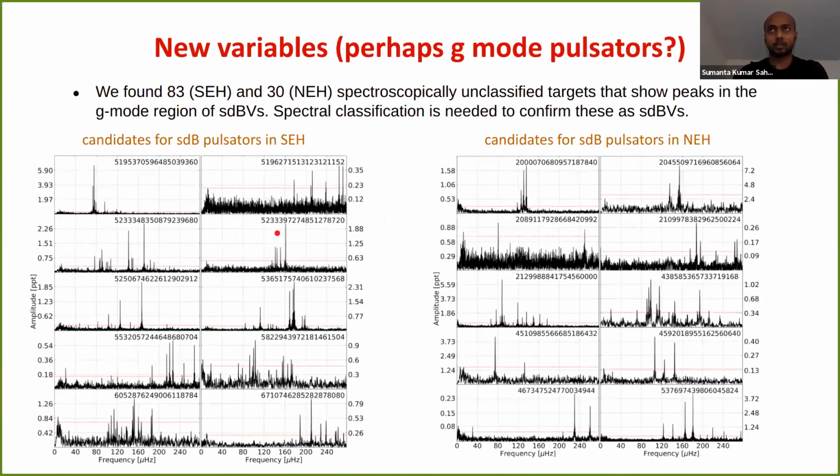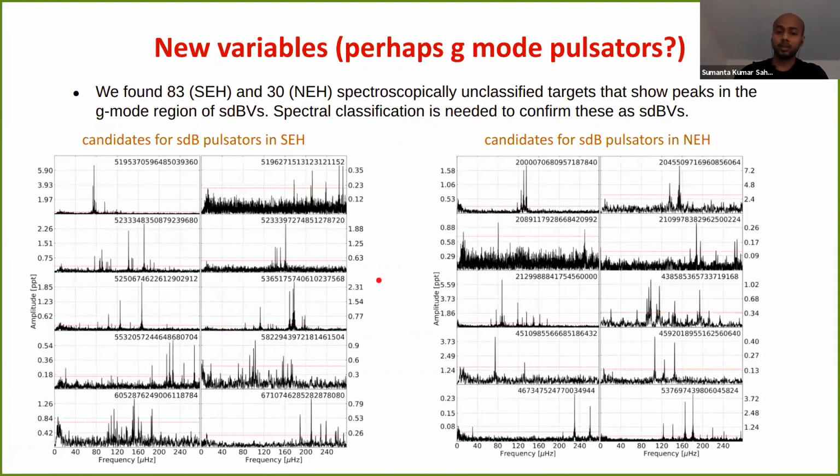Now coming to the next part, where most of the targets are not spectroscopically classified. By analyzing those targets, we found around 83 in the south and 30 in the north which show clear pulses and peaks. As we can see here, I have plotted 10 from the south and 10 from the north, and we can see clear pulses and peaks in the g-mode range of SDB.